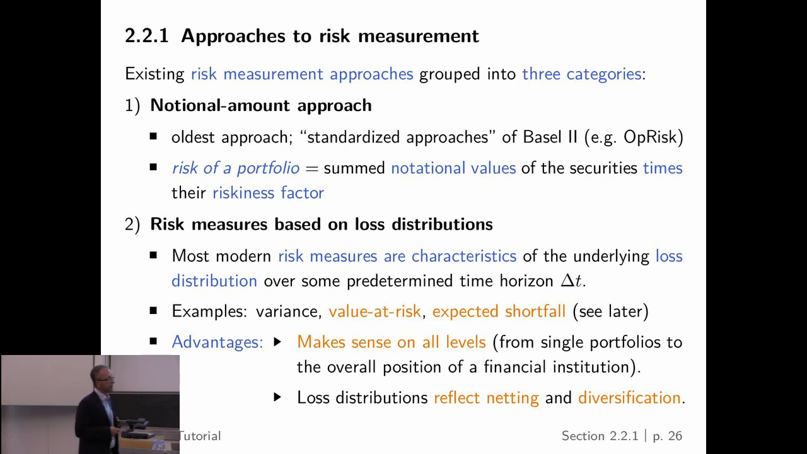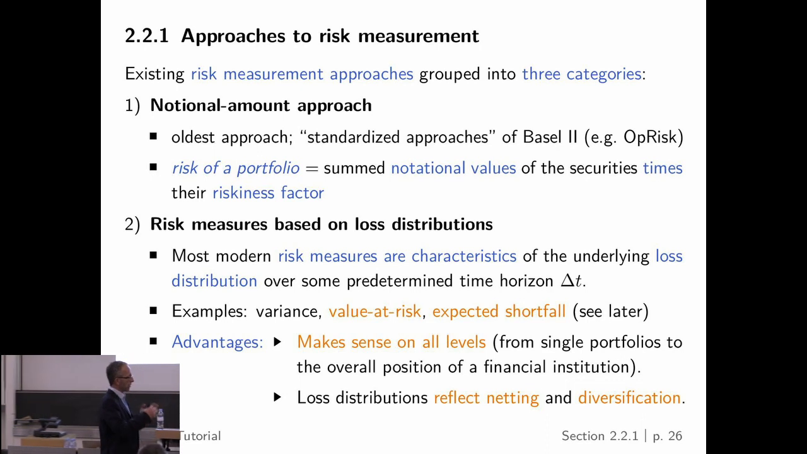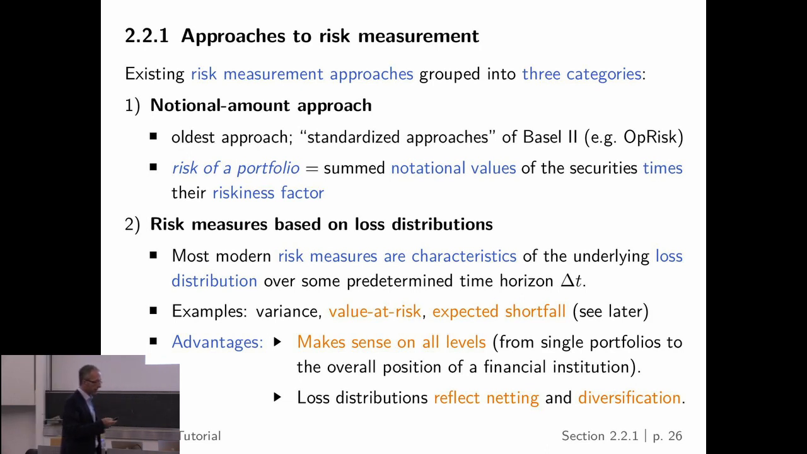Most risk measures which we find, we already mentioned value at risk or others, are in fact statistics of a loss distribution. So you look at the loss distribution and try to measure the risk inherent in it. Variance or volatility is maybe the oldest risk measure there. Value at risk and expected shortfall are very important. The nice thing about this approach is that it makes sense on all levels, so you can do this both for a single position or even for the P&L of an overall financial institution. It does reflect netting and diversification, of course. If you have two positions that cancel each other out, your loss distribution will have a smaller variance.